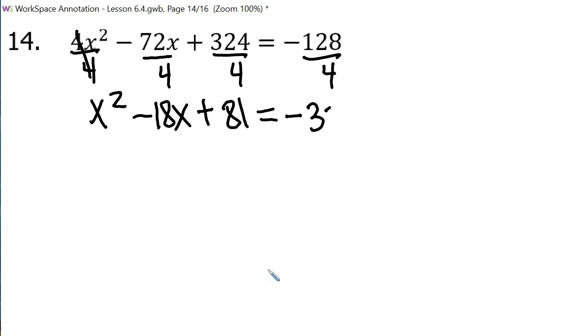Quietly, number 14. You'll need to simplify the radical.